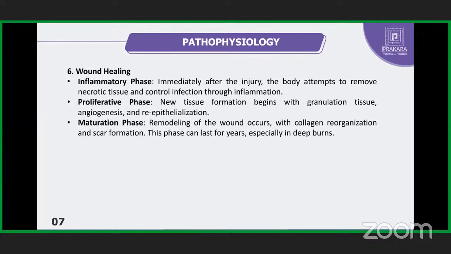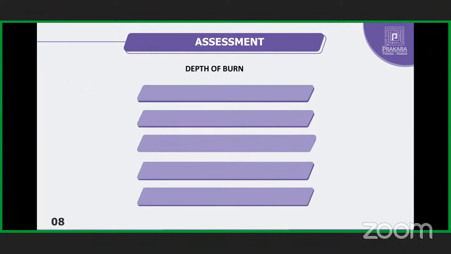Maturation phase. Remodeling of the wound occurs. There, collagen reorganization and scar formation is done. This phase will last for years. Yes, it will last until we die. The maturation phase of wound healing will not end anywhere. It will keep on maturing. So that's how the scar formation is done in the maturation phase. These are the three phases of wound healing.